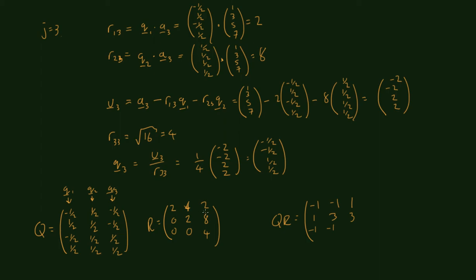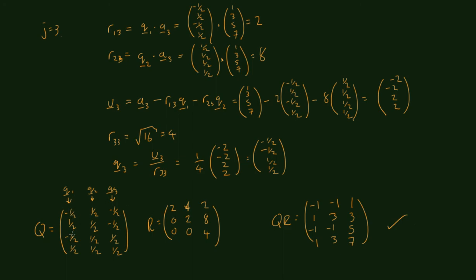Minus 1 plus 4, sorry, minus 1 plus 4 is 3, plus 2 is 5. And finally, half times 2 is 1. Half times 2 plus, that's going to be 3. And half times 2 is 1 plus 4 plus 2, that's going to be 7. And that gives us our original matrix A. Okay, so that's QR factorization using the Gram-Schmidt process.